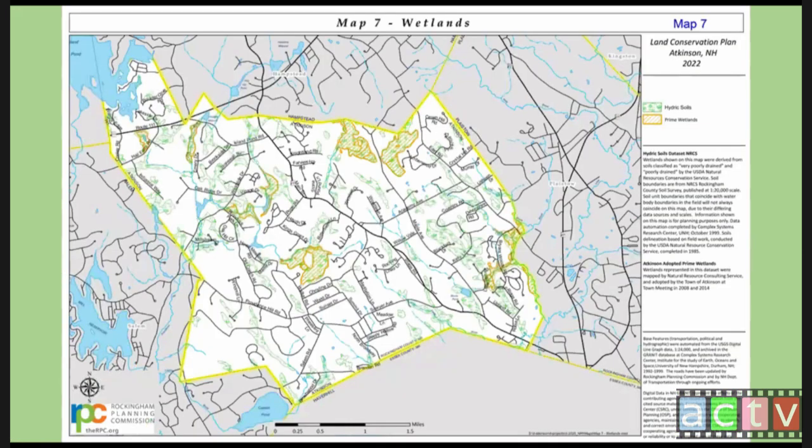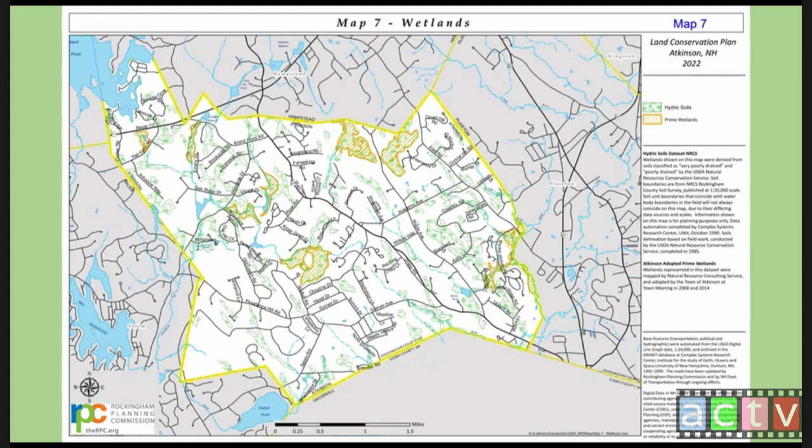So, looking back at the map, you can see the general locations of wetlands and prime wetlands in Atkinson. For this plan, we chose to define wetlands by soil type, namely poorly drained and very poorly drained soils, in order to be consistent with how our zoning defines them. There's evidently another way to define them, and we chose to be consistent with zoning. The soils data behind this map was based on field work conducted by the USDA Natural Resources Conservation Service, which was completed in 1985. It is generally believed that soil types do not change much over time.